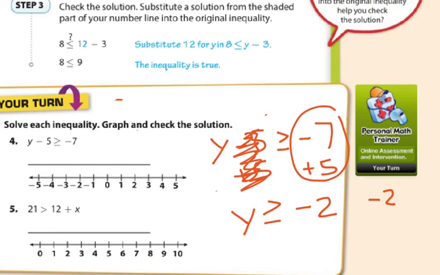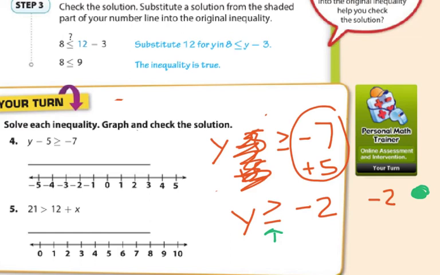Yes, it can be because of this equal sign in here. Okay, that's what means it can be -2. So I'm going to have a closed dot for my answer as soon as I include that -2, right? And now I've got to find out what direction it goes.